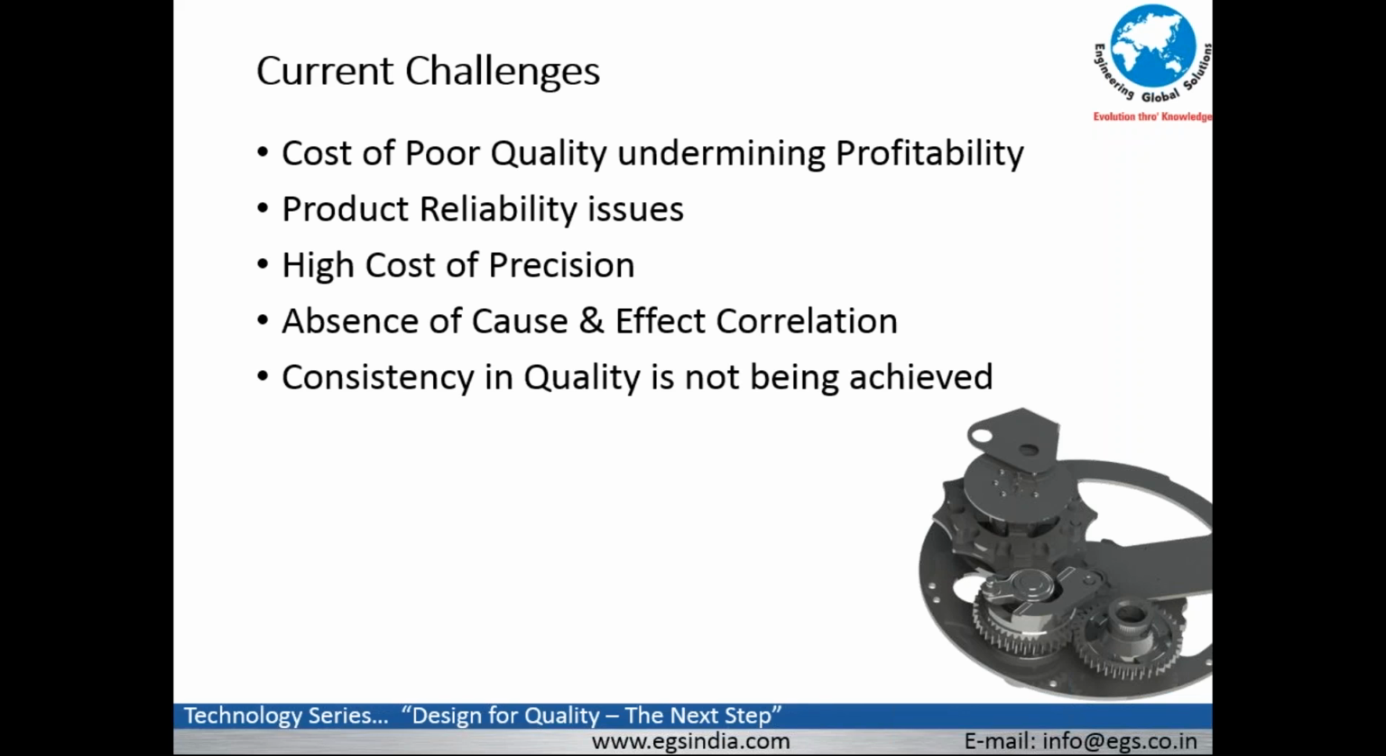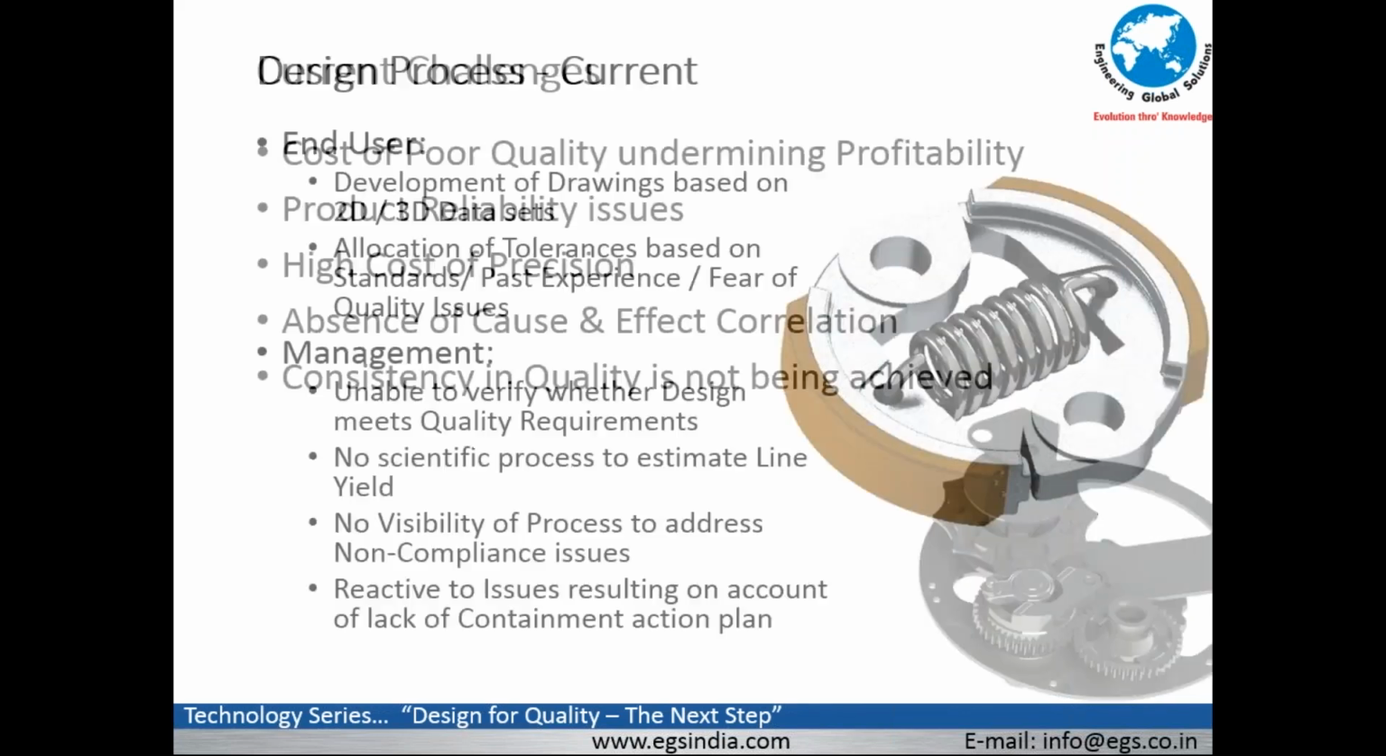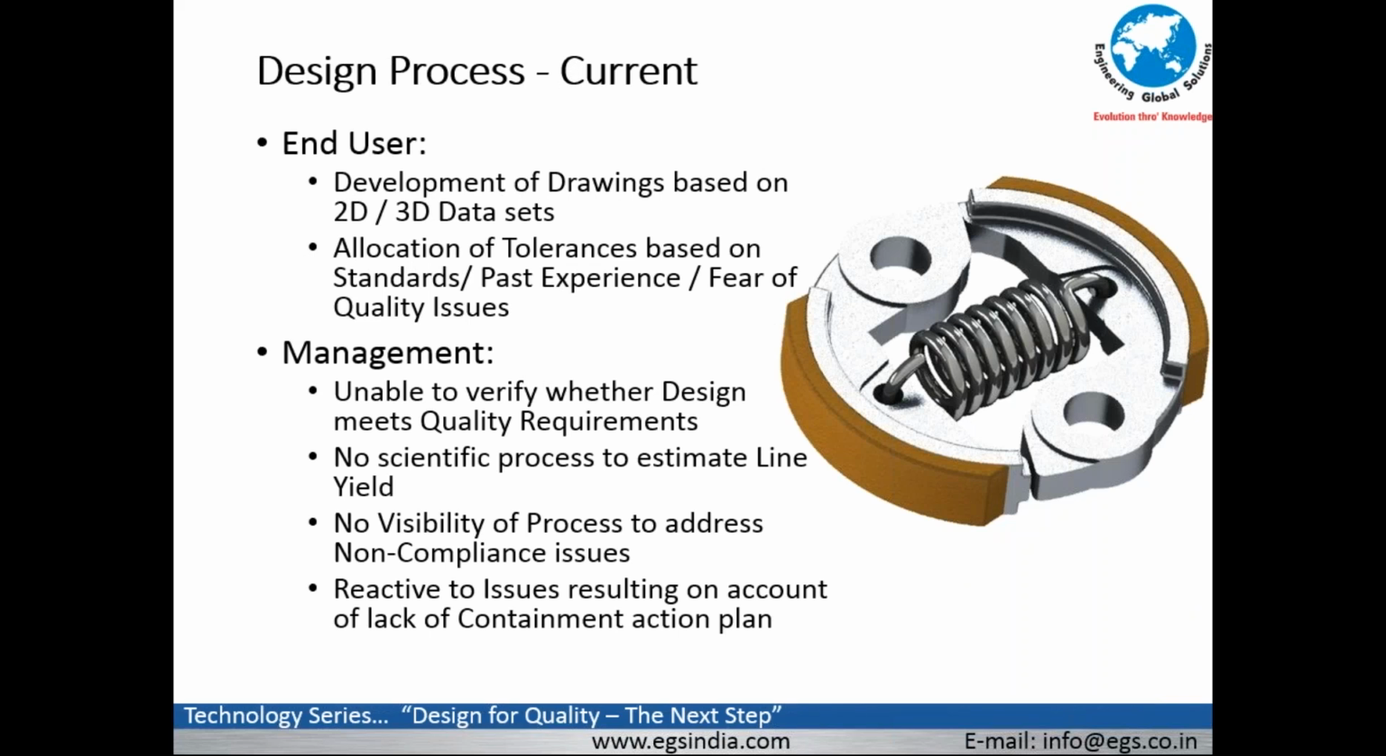When we look at the development of any product, the choice of tolerances is provided by the design department. As you can see, the design process currently being used is shown in this slide, wherein the end user is beset with development of drawings based on 2D and 3D data sets. Allocation of tolerances is done based on standards, past experience, and fear of quality issues in terms of tightening the tolerances, while the management is unable to verify whether the design meets the quality requirements.